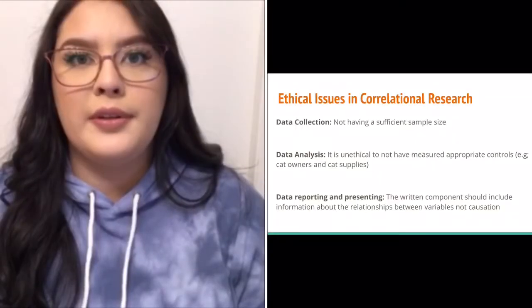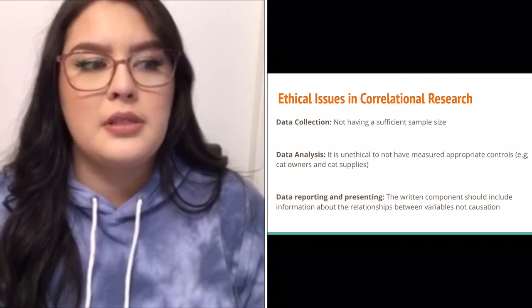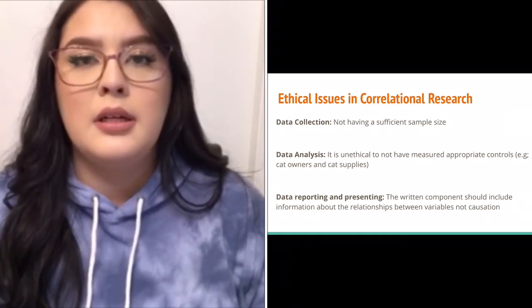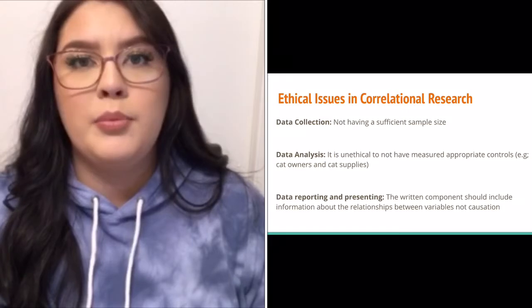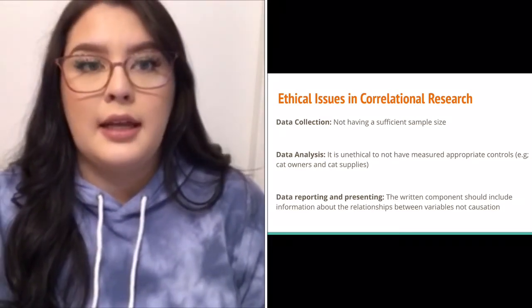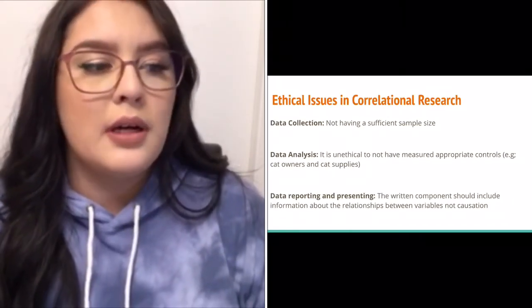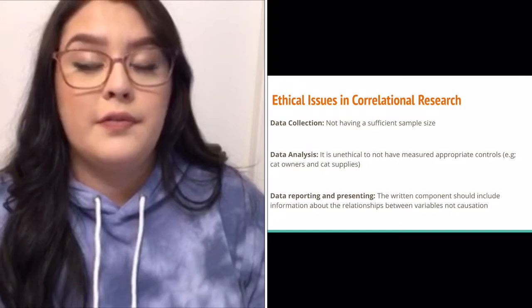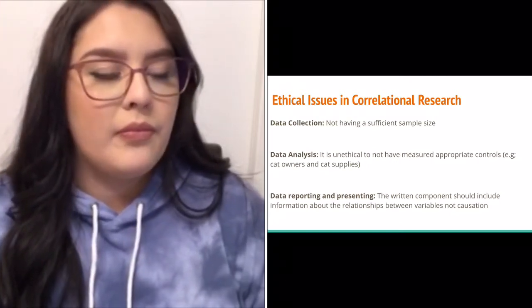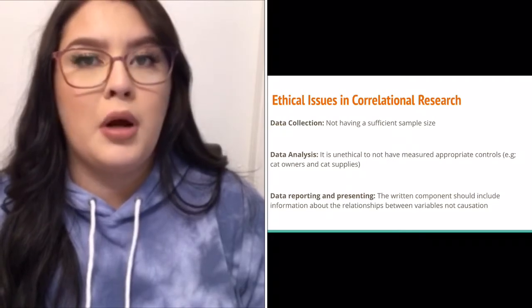Ethical issues in correlational research. The ethical issues surrounding correlational research are data collection, data analysis, and data reporting and presenting. First, we are going to take a look at data collection. When collecting data, the results can be skewed when not taking into consideration all influencing factors. All possible influencing factors need to be considered to have a proper sample size.